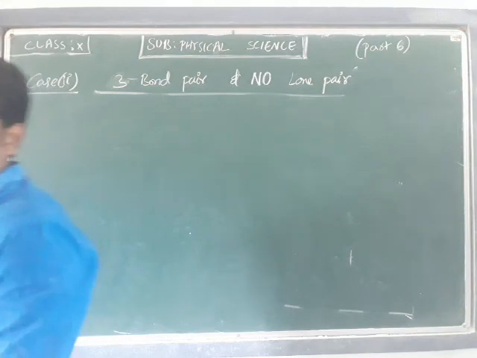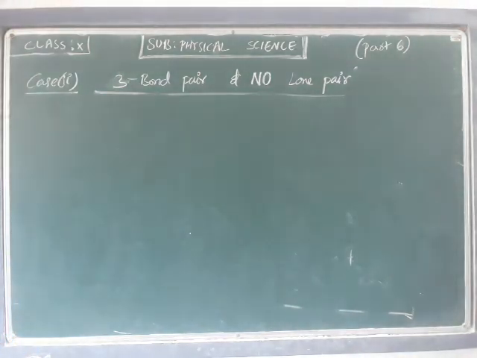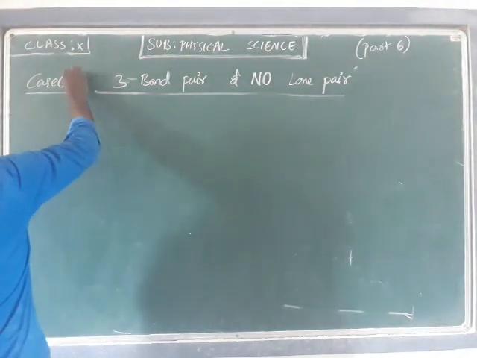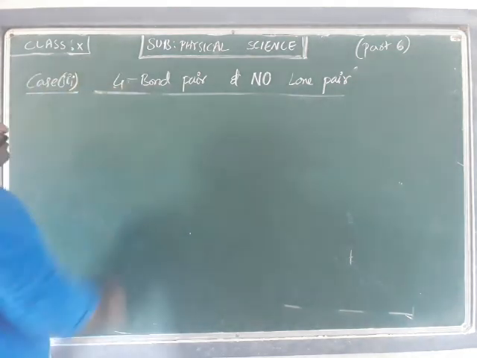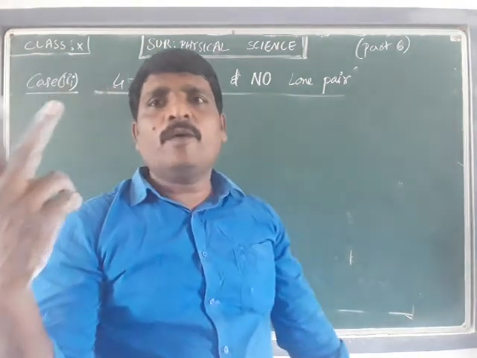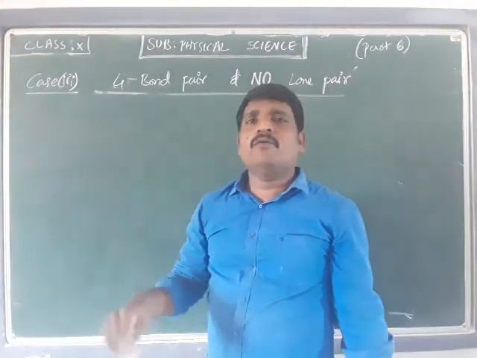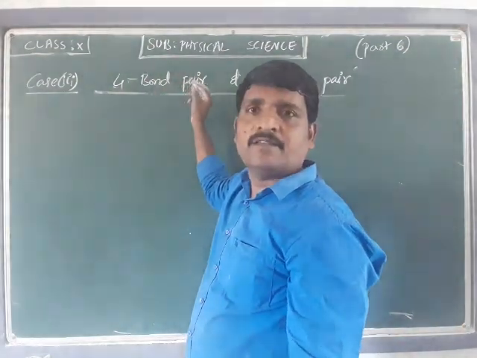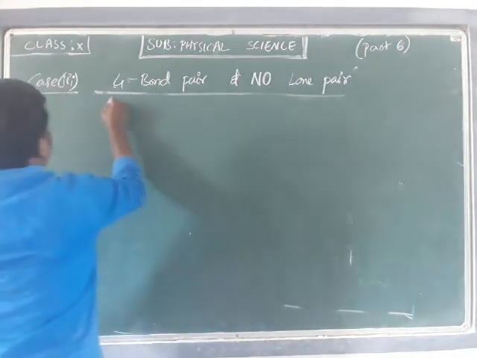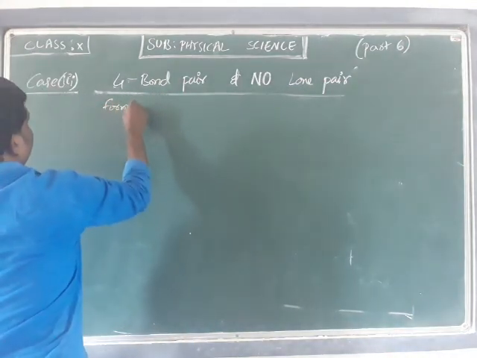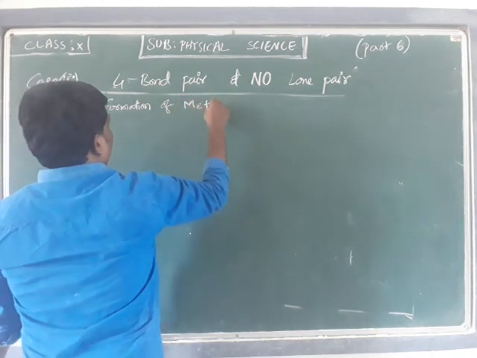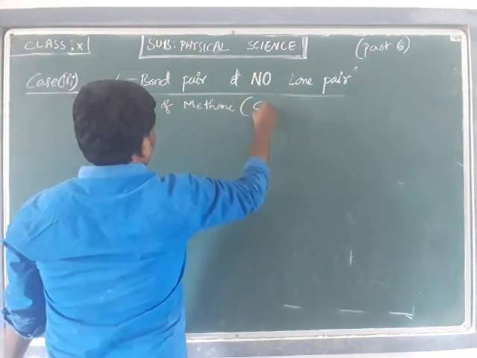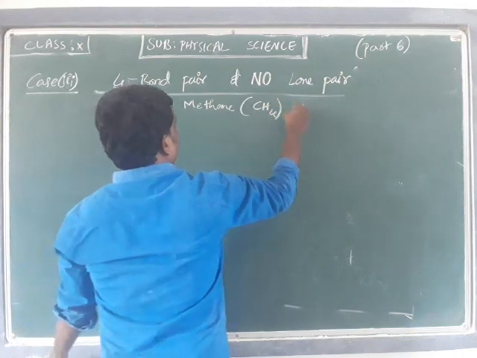Now, if we discuss the third one, where we have 4 bond pair electrons. First, 2 bond pairs, no lone pair. Then 3 bond pairs, no lone pair. Here 4 bond pairs, no lone pair. It is the formation of methane, that is the CH4 molecule.